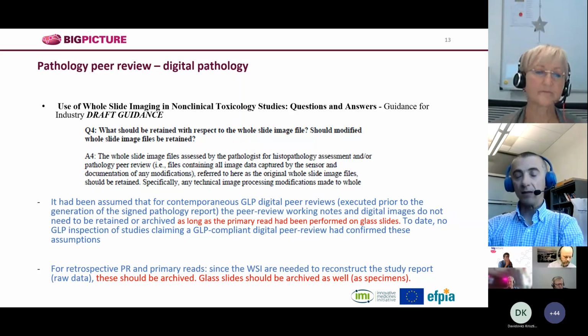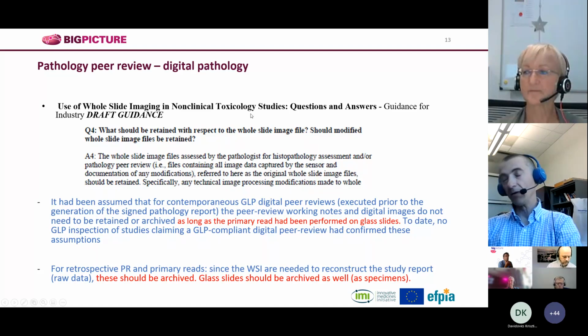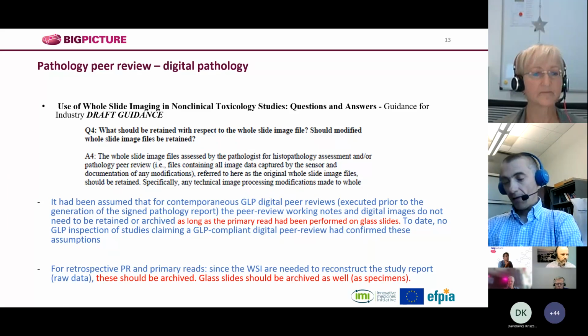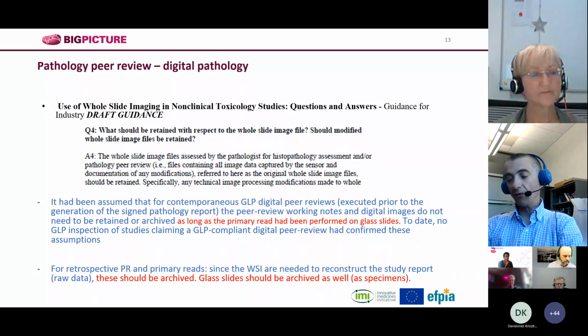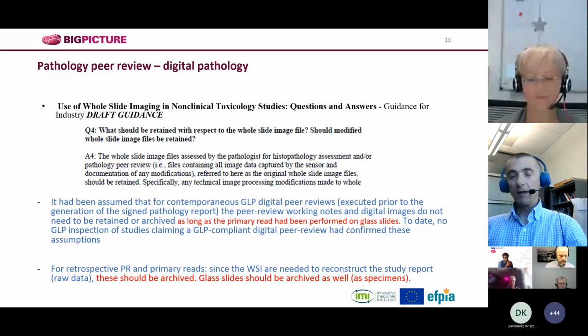So that's a big thing that needs to be clarified, and the draft guidance has now been submitted for comments, and we know that a lot of these comments are around this specific topic. And then it's easier for retrospective peer reviews and for primary reads. We agree that in that case, because the whole slide images are used to derive diagnoses that will either generate or change raw data, there is a need for archival, exactly as we archive the specimens. So we can move to the next one.